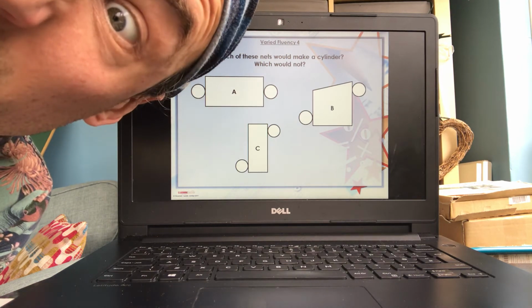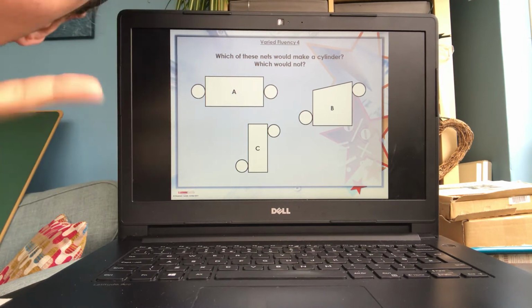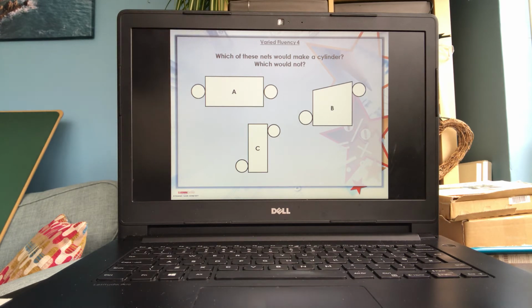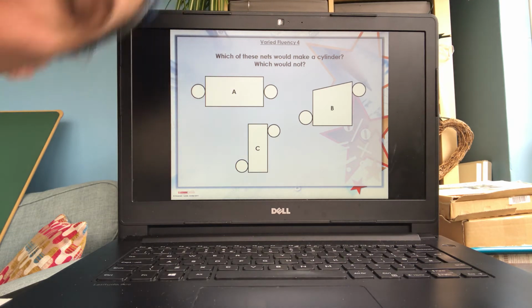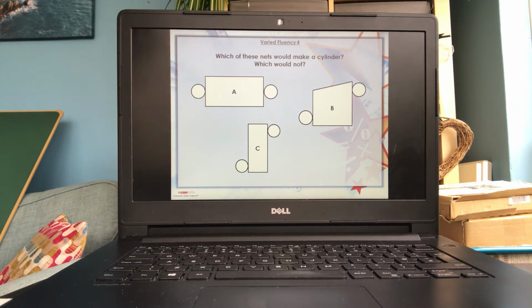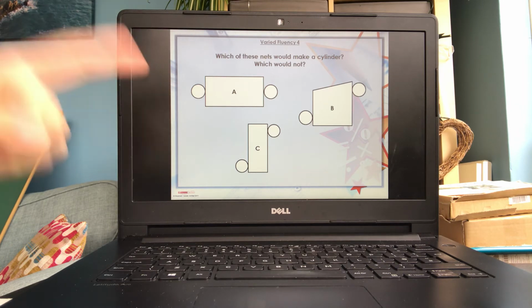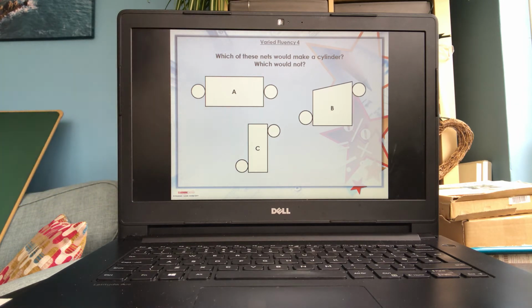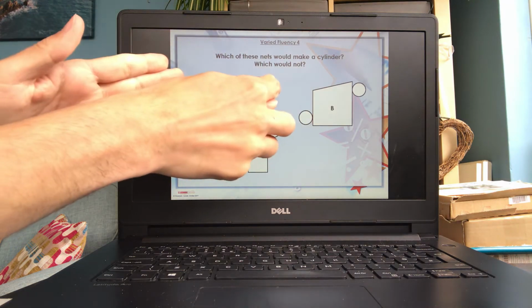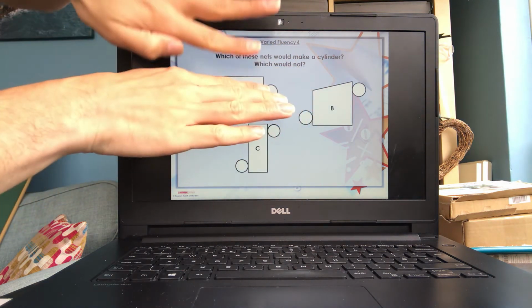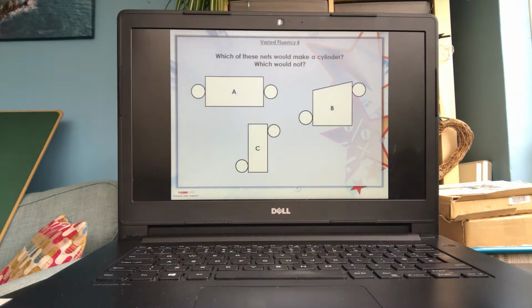Okay, now, this is where my brain starts to collapse. But this one isn't too bad. Which of these nets would make a cylinder? Which would not? Okay, a cylinder is a tin of beans, or any tin can, anything like that. So, if we think about it, if we folded those two circles in and then wrapped that around it, that would make a tube, wouldn't it? So I think A would make one.